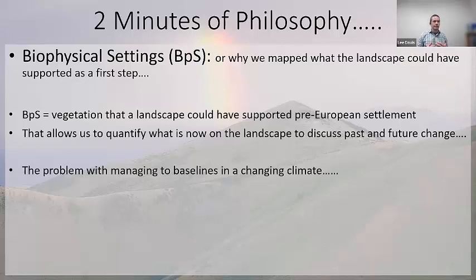So biophysical settings, again, and stop me if you know this, are vegetation assemblages or communities that the landscape could have supported roughly pre-European settlement. And so again, we're using this to quantify what's now on the landscape, as well as to discuss past and future change. We're not really using these data to manage to baselines, though, and that's kind of an important point. That's probably more of a traditional manner that agencies have, and in many cases still manage to, especially in a restoration setting, which is a big part of our job. But we're hoping to use this again to talk about past, current, and future change.